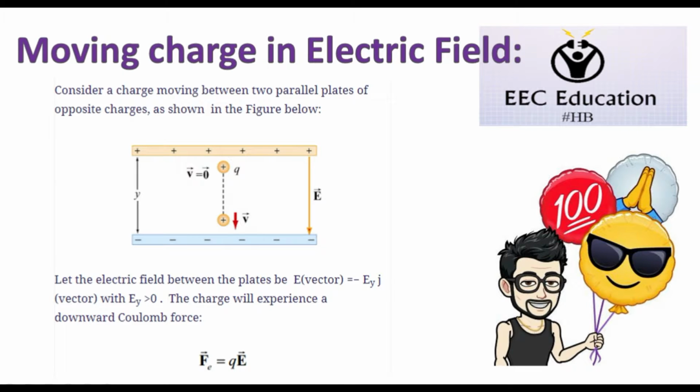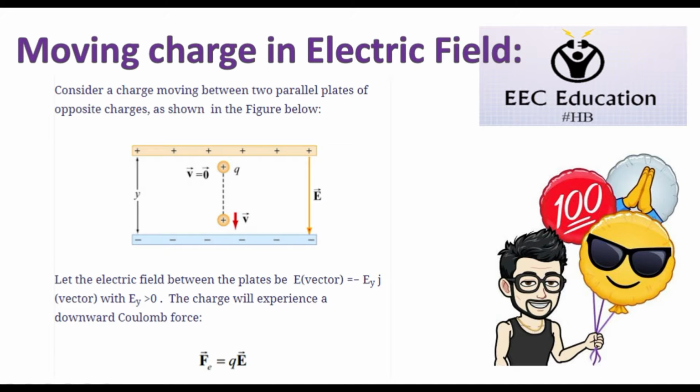Consider a charge moving between two parallel plates of opposite charges as shown in the figure. The x component of the electric field is 0 due to symmetry, so electric field has only y component. So the electrostatic force on the charge is F equal to Q times E.